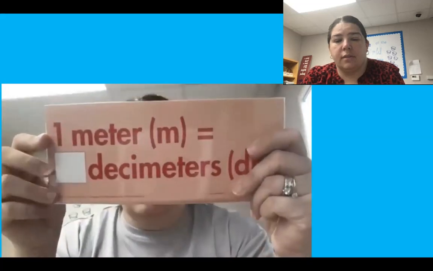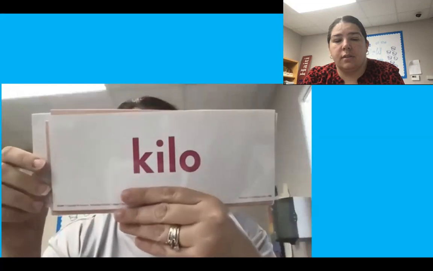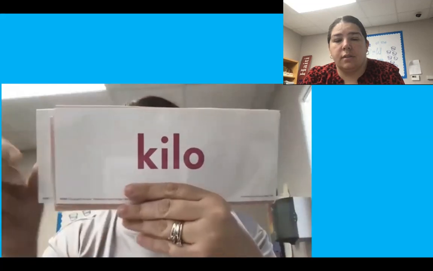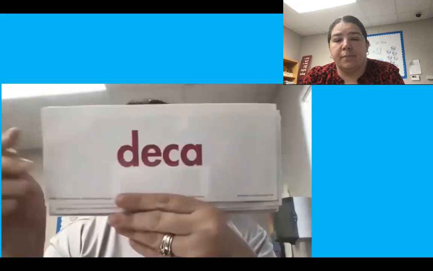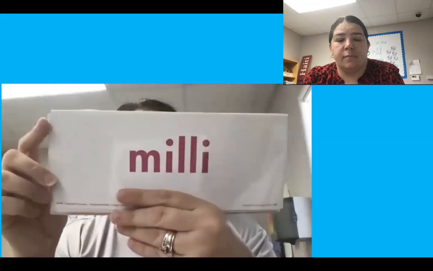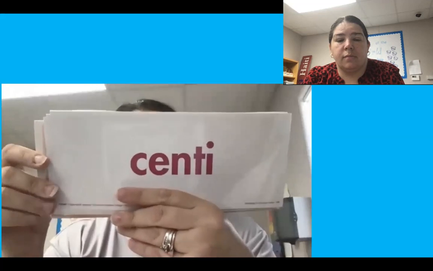This is called, let's see, kilo equals 1,000. Everybody repeat after me. Kilo equals 1,000. Hecto equals 100. Deca equals 10. Milli equals 1/1,000. Centi equals 1/100th. Deci equals 1/10th. All right.